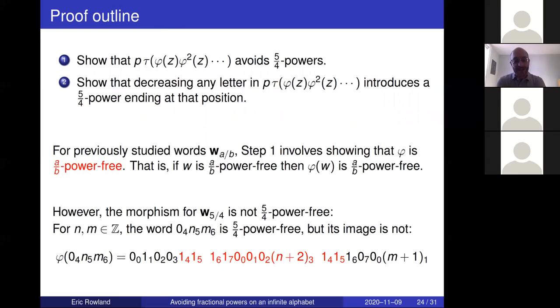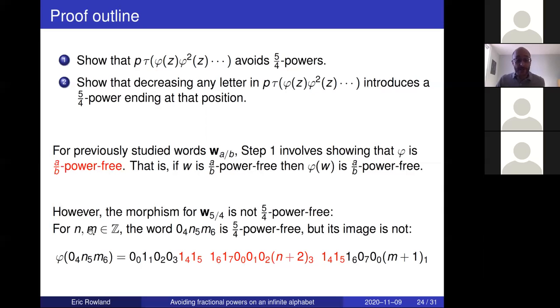But here was another surprise, and I mentioned this in the abstract. For all of the previously studied words, step 1, showing that the word that you think is your word is A over B power free, involves showing the morphism that you have is A over B power free, meaning that the morphism preserves the property of being A over B power free. So if you have a word W that is A over B power free, and you apply the morphism to it, then you get a new word that is A over B power free. And that just fails completely for this morphism for the W5/4 power free word.